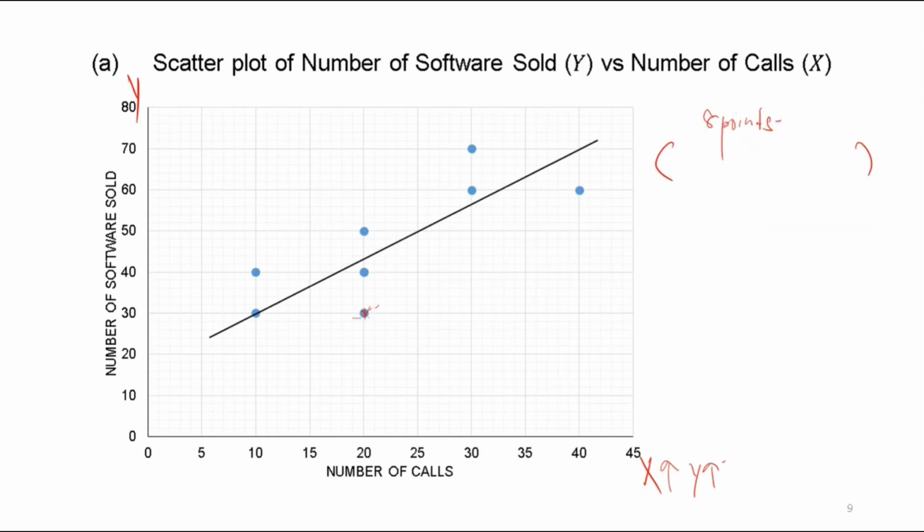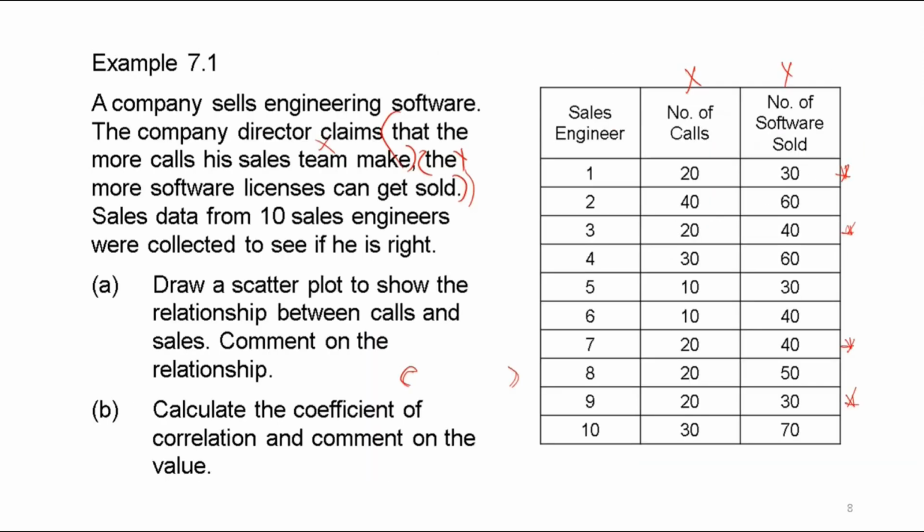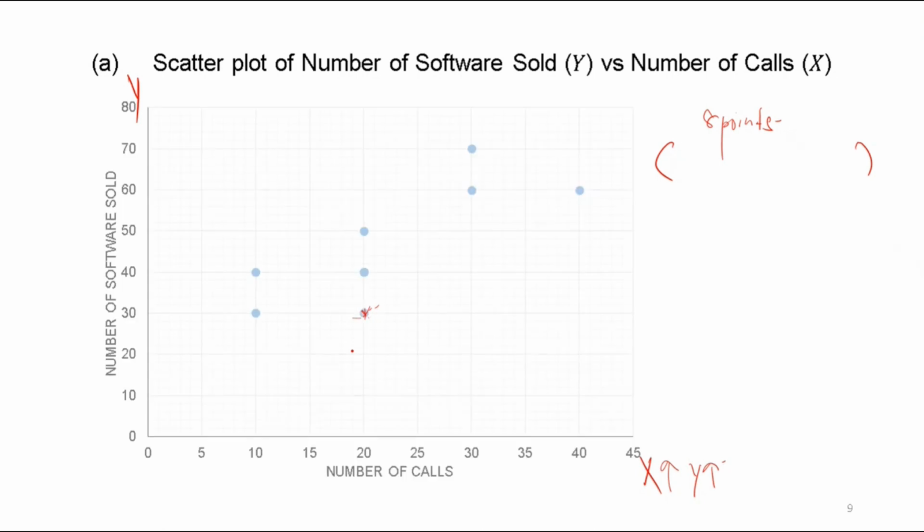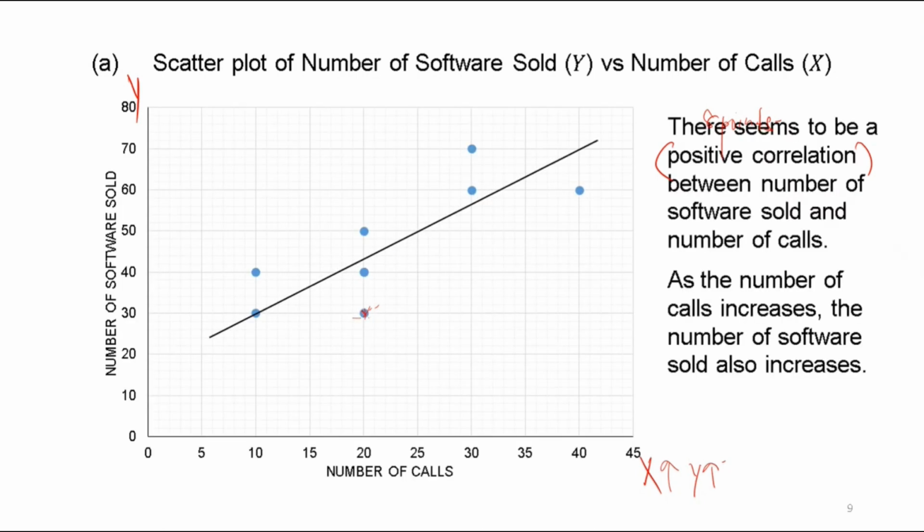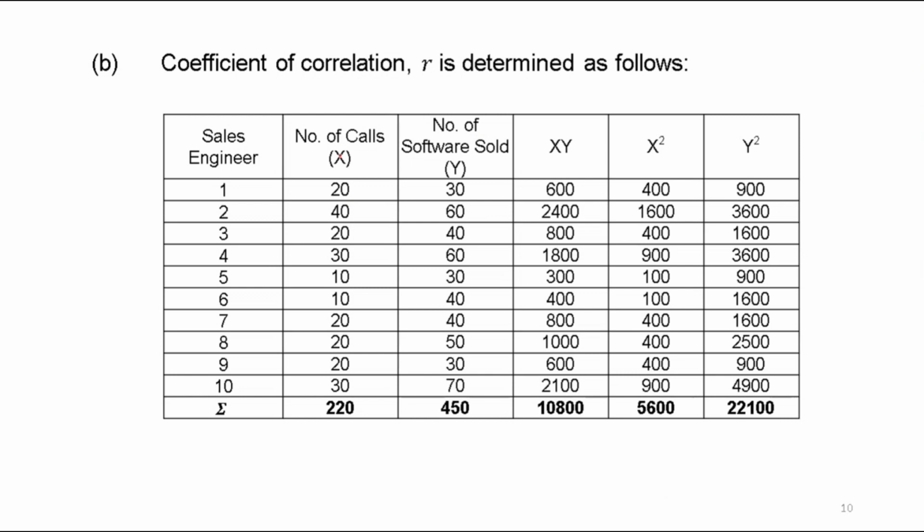Now, question B. It says calculate the coefficient of correlation. So just the value of R, and then comment on the value. So find the value of R. First you need to find the summation of X, the summation of Y, and then find each value of X times Y. So 20 times 30, you get 600.